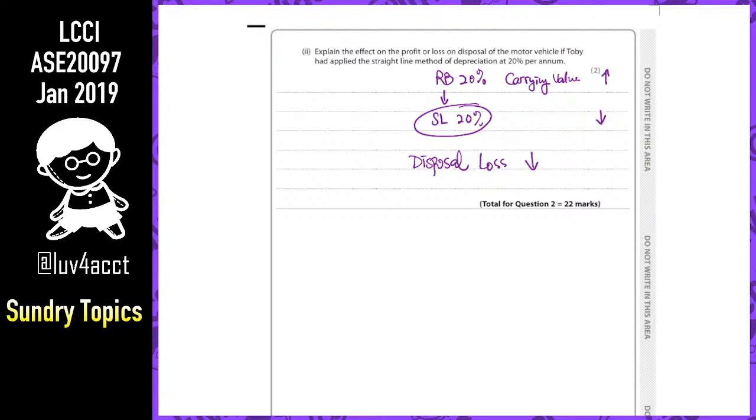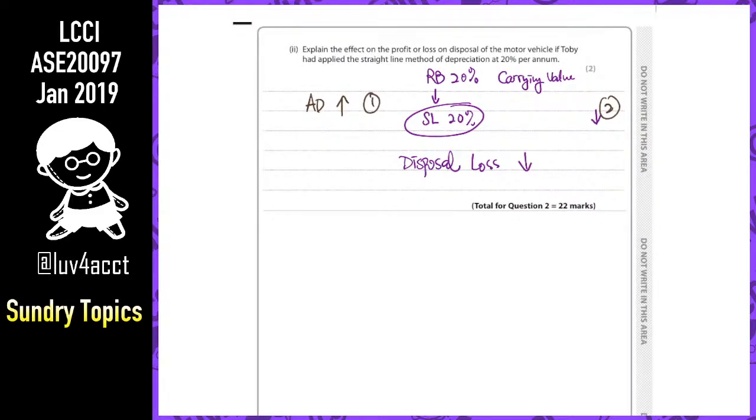So the chain of explanation can be like this chain of logic. If we are using the straight line method instead of the reducing balance method, the accumulated depreciation will go up. This is the first thing, and then the carrying value will go down. That means we are selling an asset with a lower carrying value, lower book value. With the same amount received, we are going to make less disposal loss.